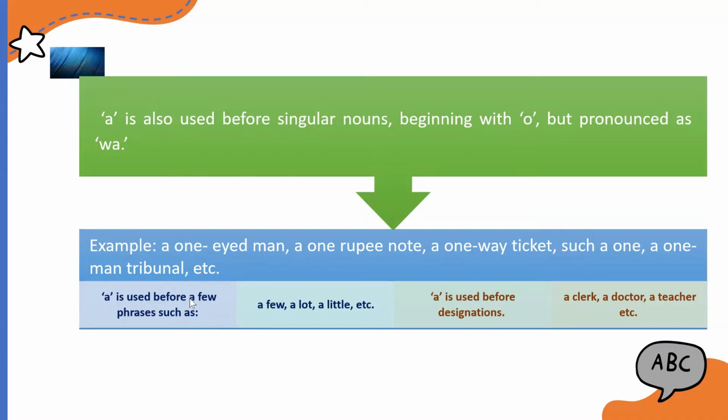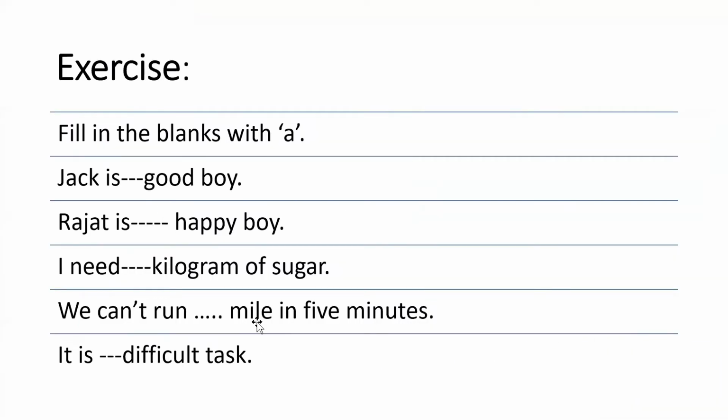"A" is used before a few phrases such as a few, a lot, a little, etc. "A" is used before designations: a clerk, a doctor, a teacher. In this way, we make use of "a." Look at a few sentences and exercises. Fill in the blanks with "a." Jack is dash good boy.